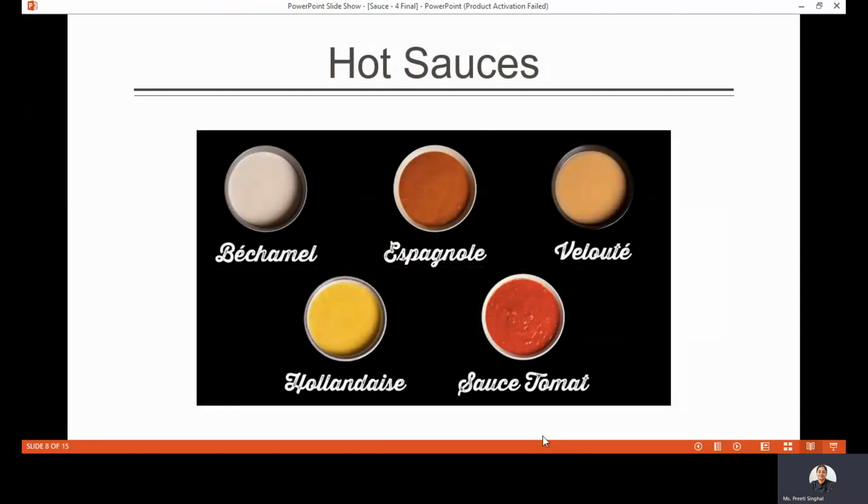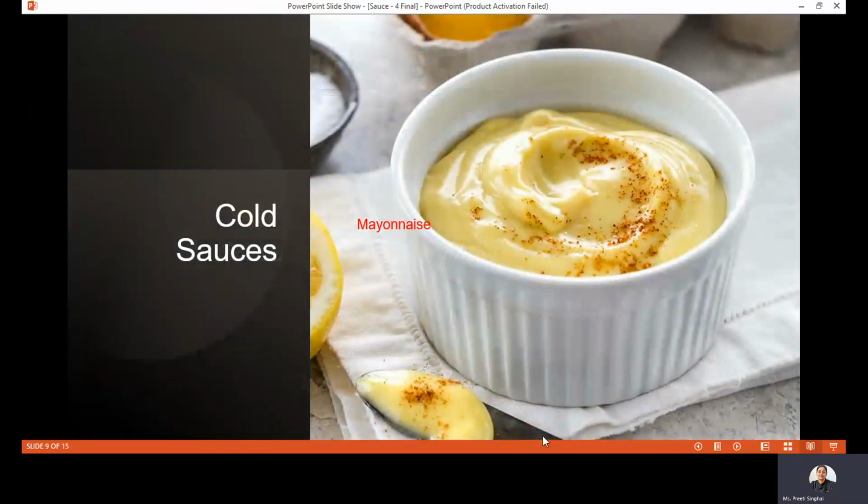So this is how these sauces look. The cold sauce, which is over here, mayonnaise, has a light pale yellow color depending on the egg yolk.